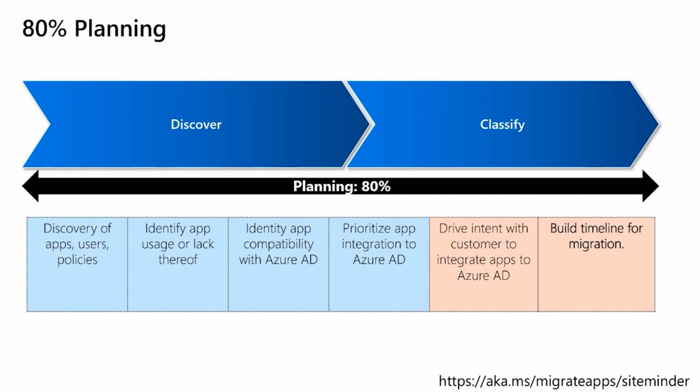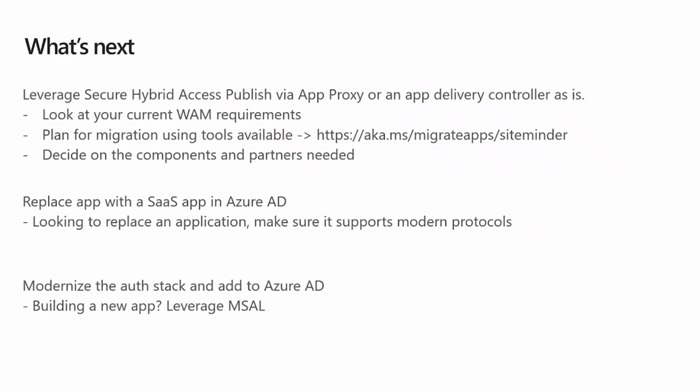So this would be a typical migration, and that white paper contains those phases and goes into detail around the things you need to think about. And the white paper is not only around technology, it's also around planning. So we're talking about which team you should involve with this migration, which piece of the migration, where you should get the buy-in, and which tools are available to use. So let's have a look at what's next. So think about leveraging secure hybrid access published via app proxy or an app delivery controller as is.